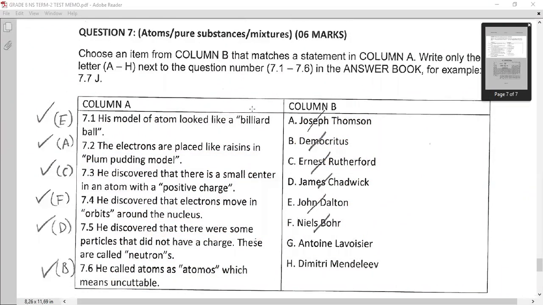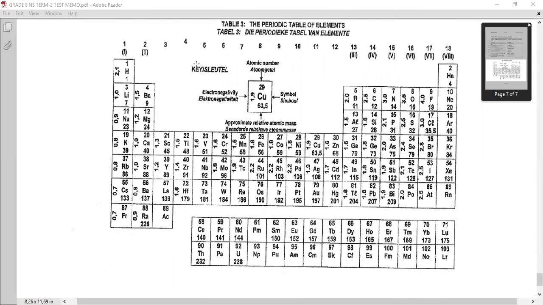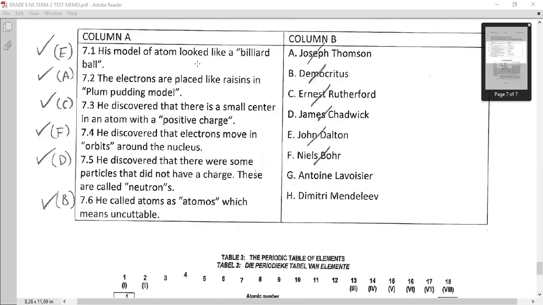I'm sure if you read through the slides that I shared with you before the test, you answered these questions in full, because it was straightforward, clear, and easy to identify. There was no hard question here. And this is our periodic table, and I think we are done.